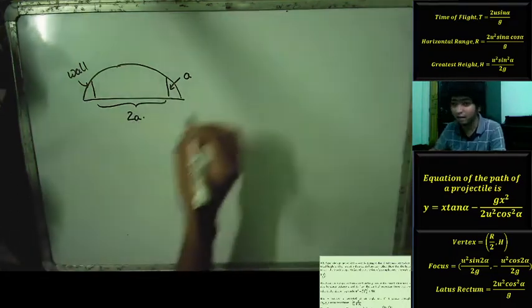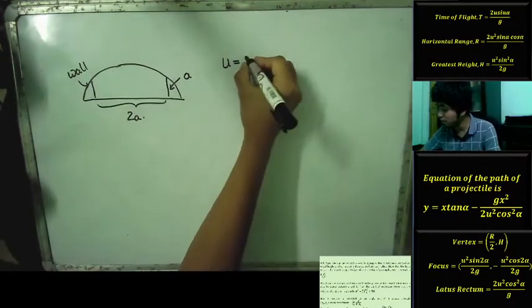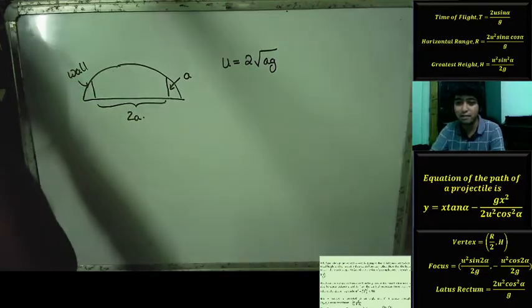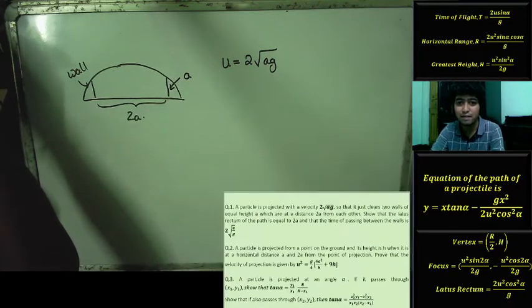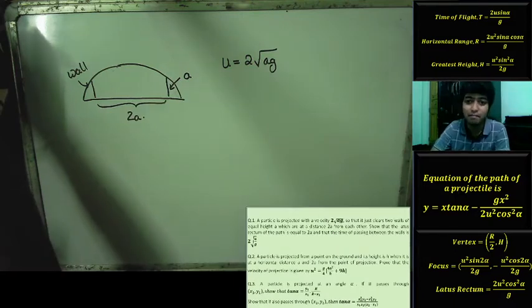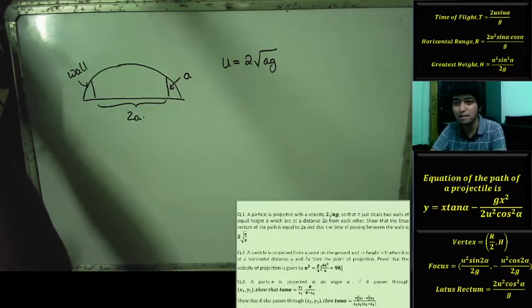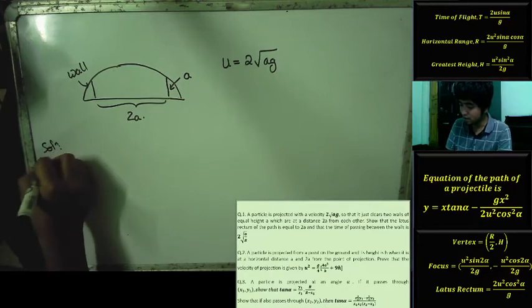You are given that the velocity of projection u is equal to 2 root over ag. So we need to find the latus rectum as well as the time of passing between the two walls. So let's see. Solution, it will start like this.